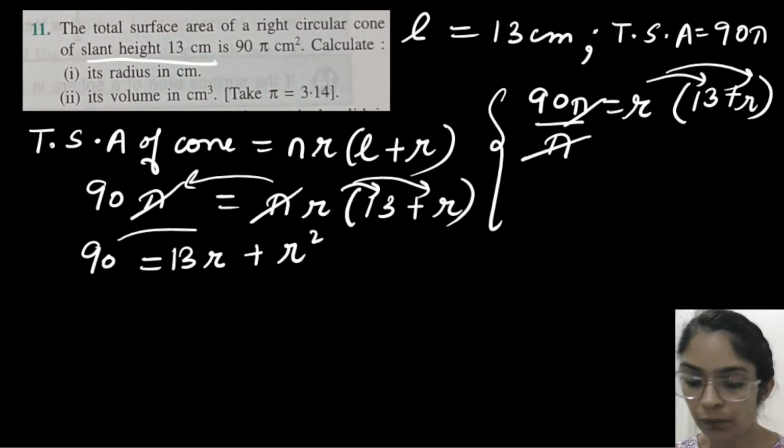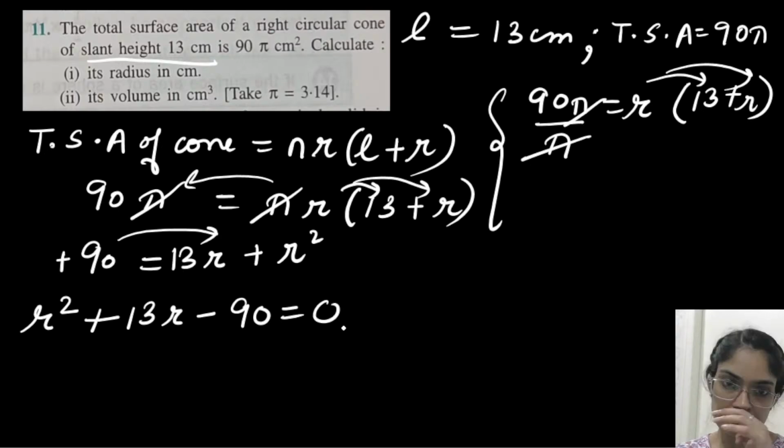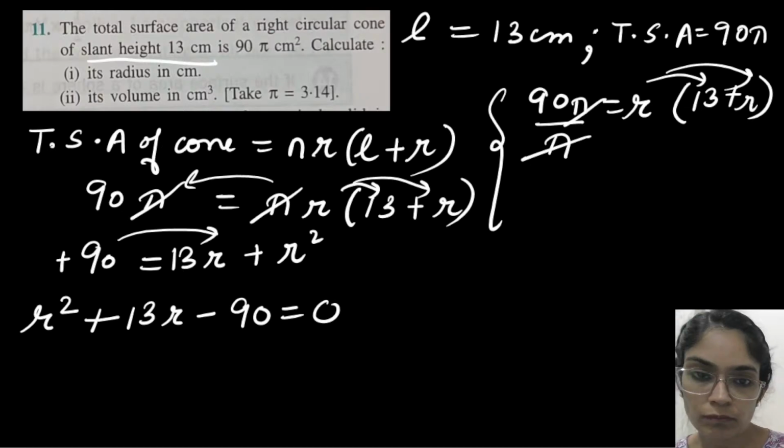So 90 will shift to the other side. I am writing it in the standard form of a quadratic equation: first the r square term, then the linear term which has the variable with degree 1, then 90 shifted to this side becomes minus 90, and the other side is 0. This has become a quadratic equation. We can solve it by any method, either using the quadratic formula or by splitting the middle term. I am going to do it by splitting the middle term.